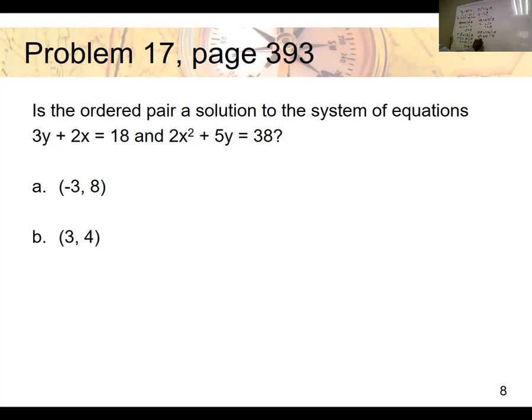And then in this case here, 2 times 9, that's 18. Add 18 and 20 together, you will get 38. So here the left side and the right side are the same, they're equal to each other. That means that the ordered pair 3, 4 is a solution to that system of equations. Okay. All right, any questions about problem number 17?